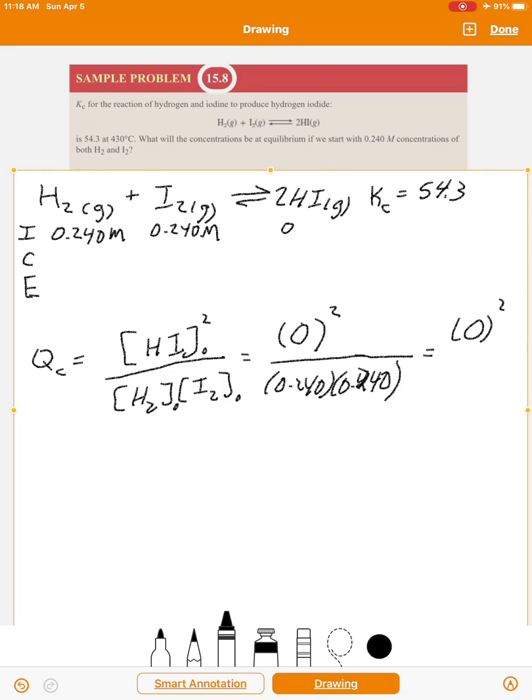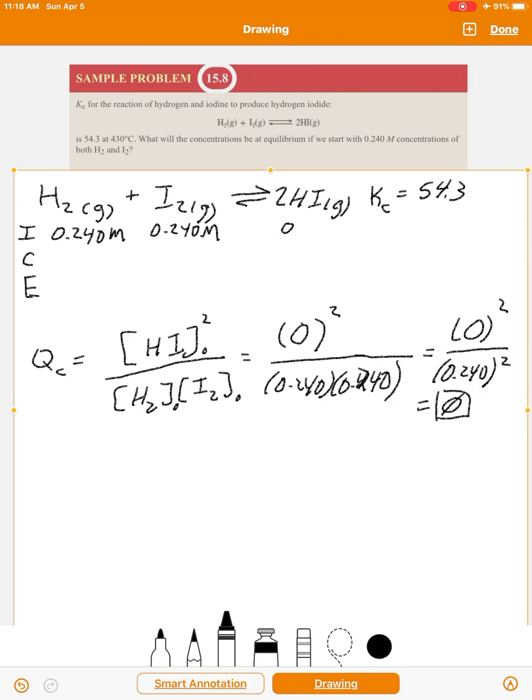Now, get used to doing little algebra tricks. 0 squared, right? 0.240 times 0.240 is 0.240 squared, right? Those numbers multiplied together are the same number, so it's squared. Now, what's this equal to? Is this equal to infinity, or is it equal to 0? If it's 0 divided by a number, that's equal to 0. So Qc is equal to 0.